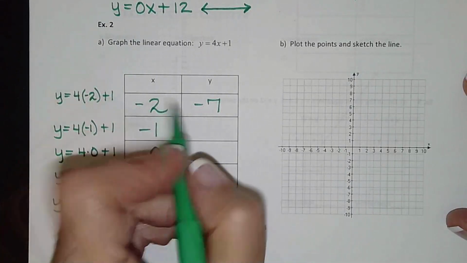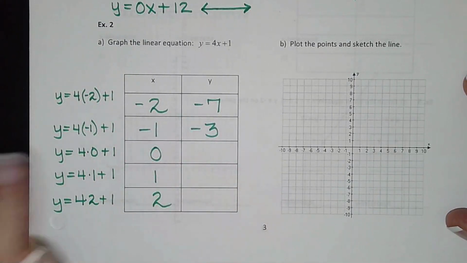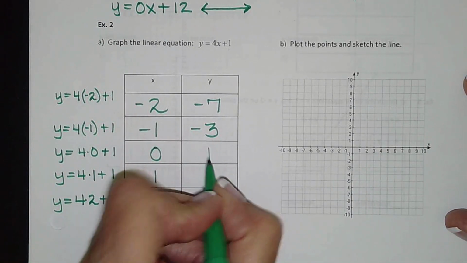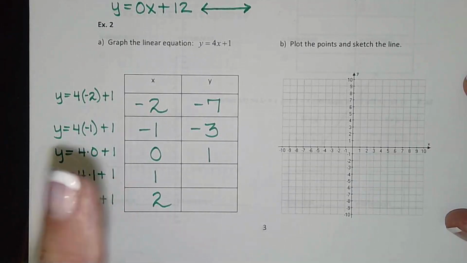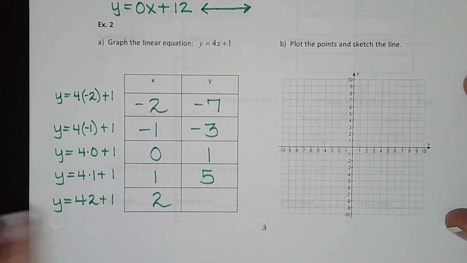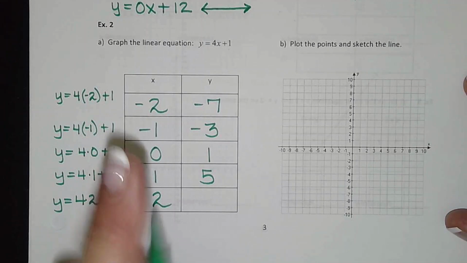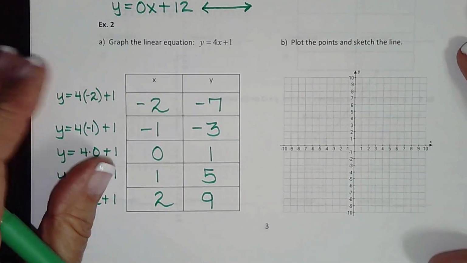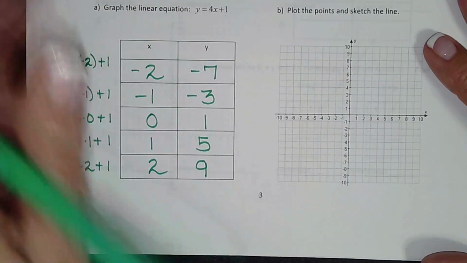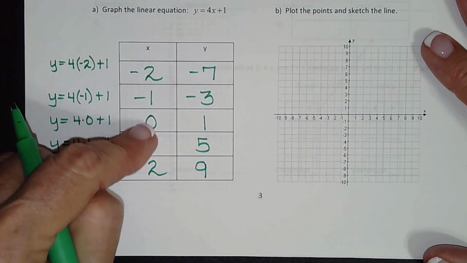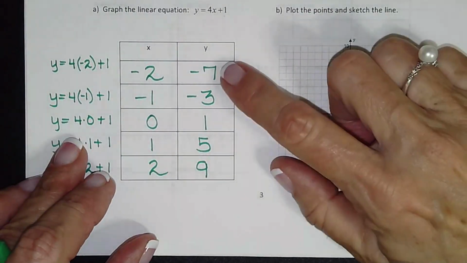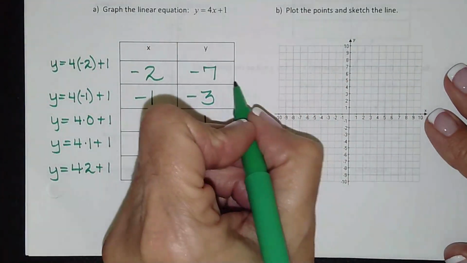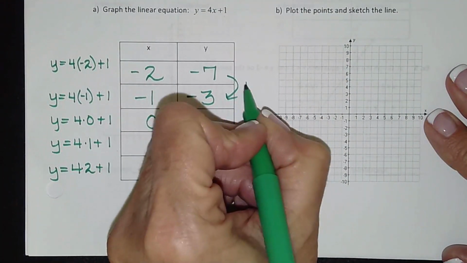-4 plus 1 is -3. 0 plus 1 is 1. 4 plus 1 is 5. 8 plus 1 is 9. And one thing you'll notice about lines, they have a constant rate of change. So as long as these are all in a row, you should be adding the same thing to get the next number. And on this one, it is add 4.